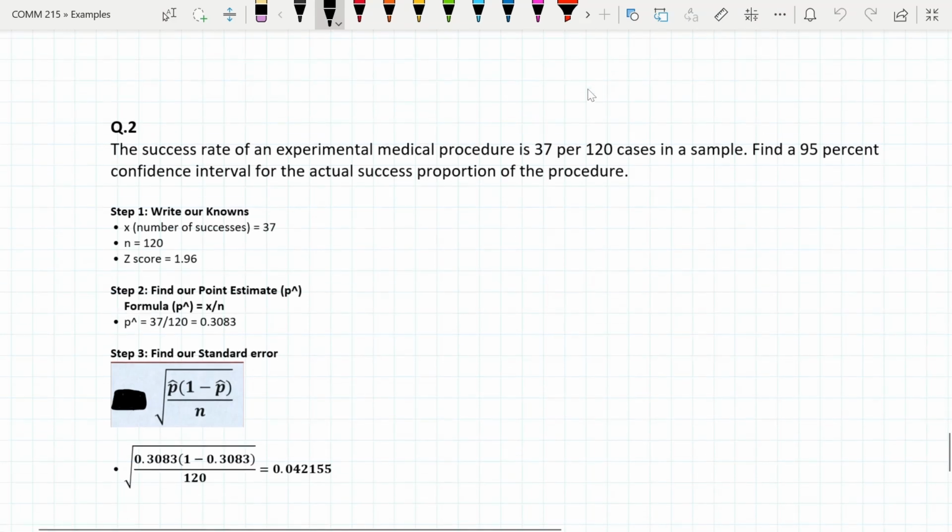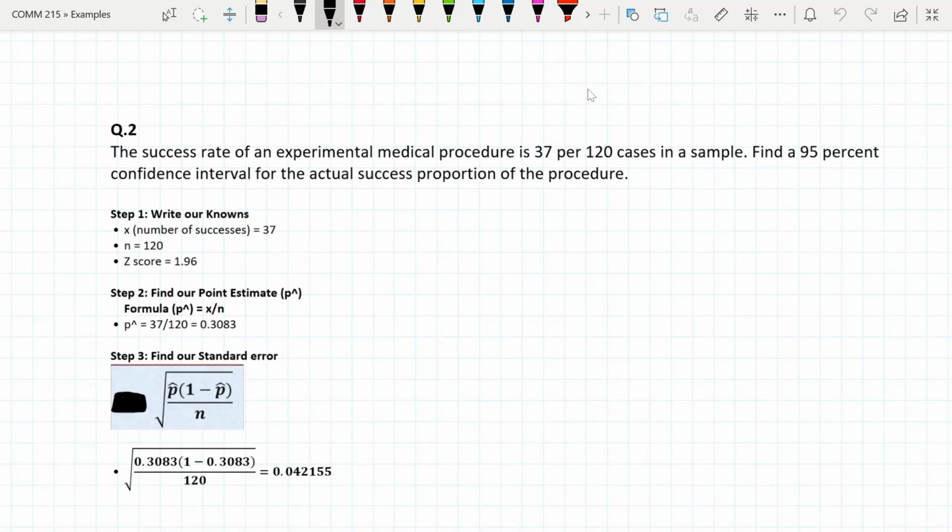Alright guys, welcome back. Today we're going to be doing question 2 from chapter 9 of the McGraw-Hill assignment. The success rate of an experimental medical procedure is 37 per 120 cases in a sample. Find a 95% confidence interval for the actual success proportion of the procedure.